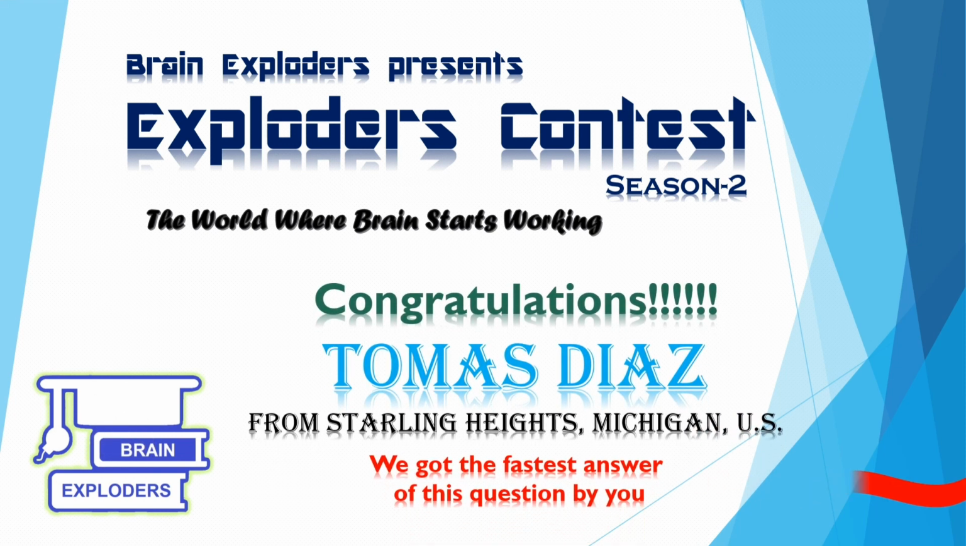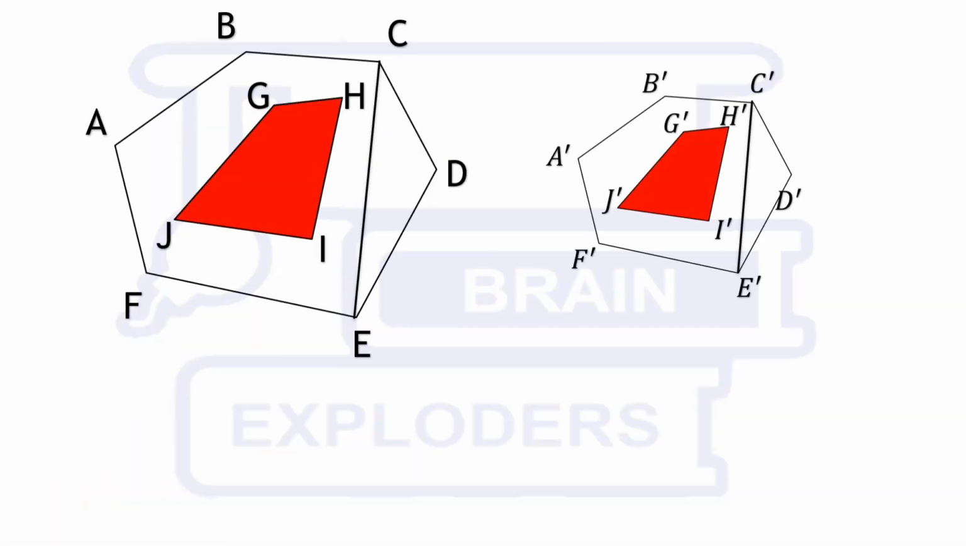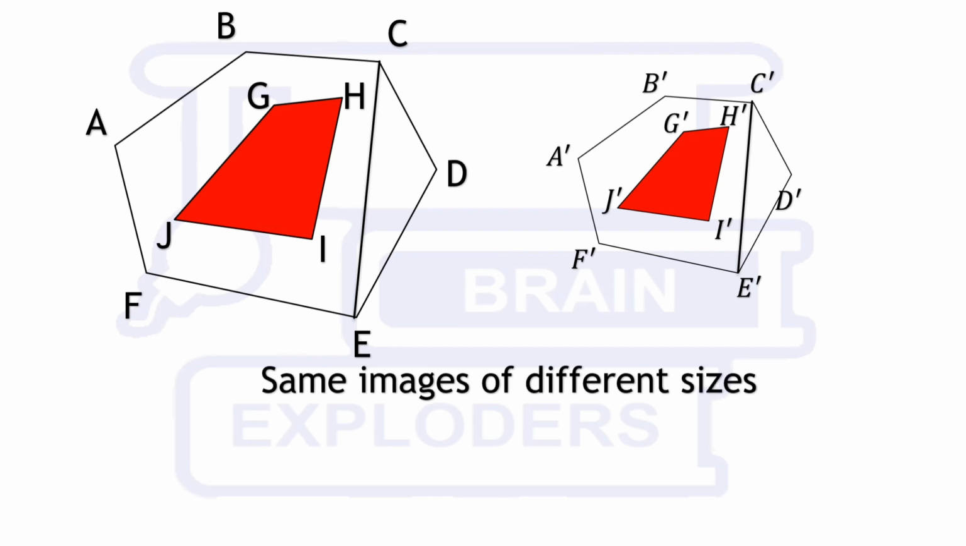So here is the solution. Suppose these are two similar shapes. These are the same images of different sizes. Then the ratio of corresponding sides will be equal in these figures.